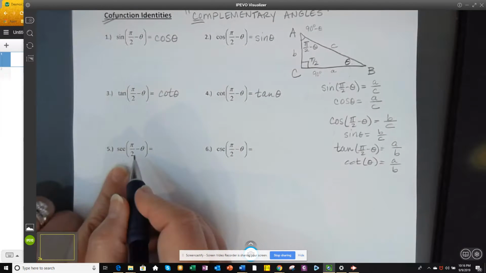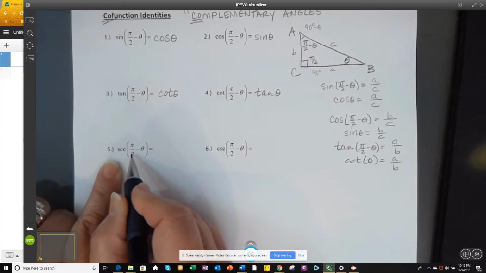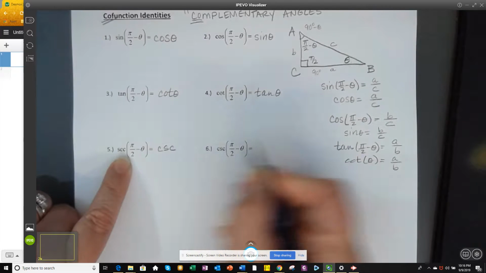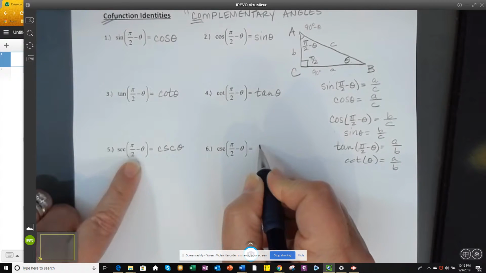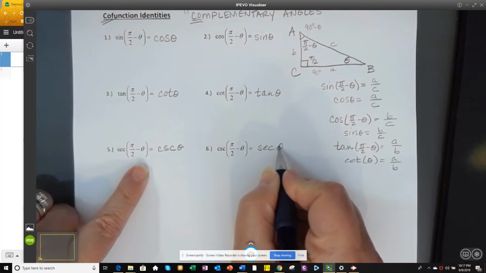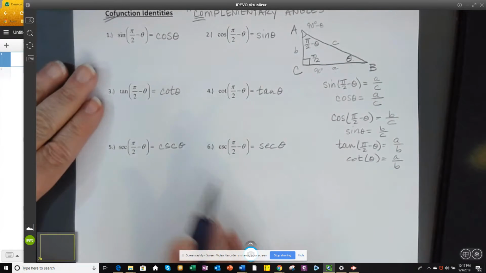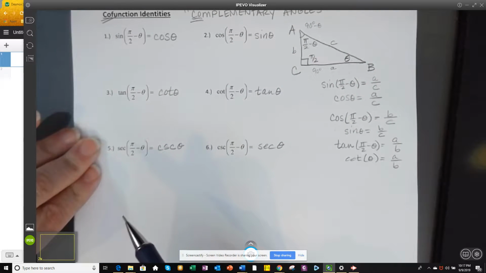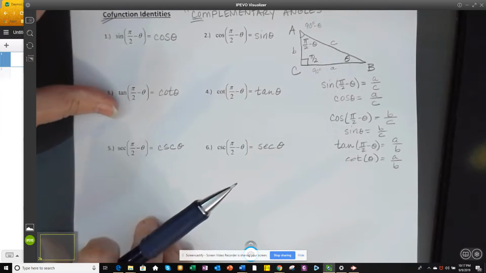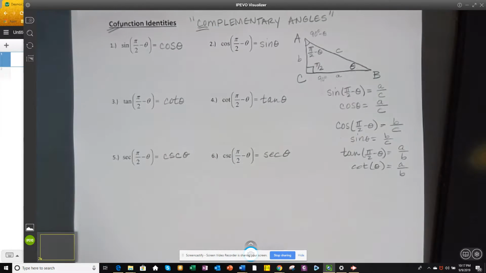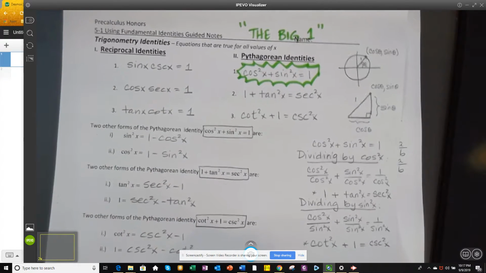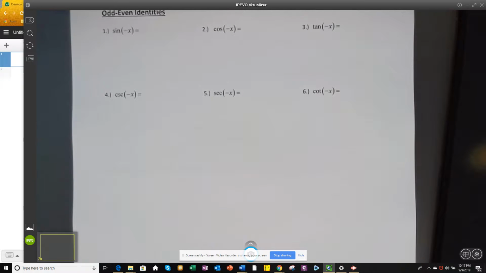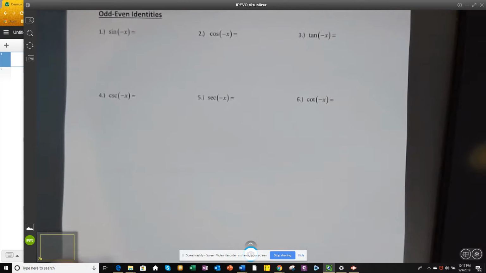And if you were a betting person, secant of pi over 2 minus theta, and its complement would be cosecant of theta, and this one is going to be secant of theta. All right, and all of this works again because these are complementary angles. These are good identities to know from time to time as well. Not as important, I would say, as these, so we're not going to forget these. All right, next one. Odd and even identities.